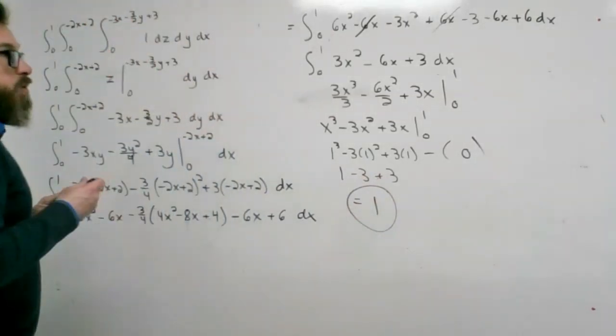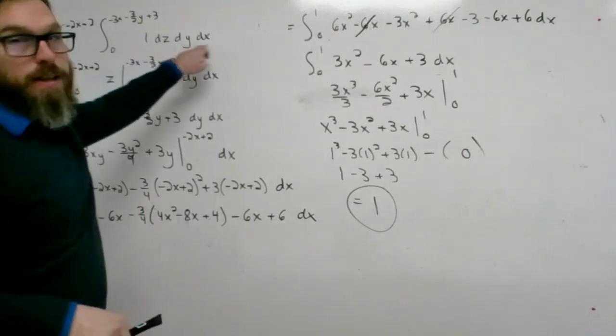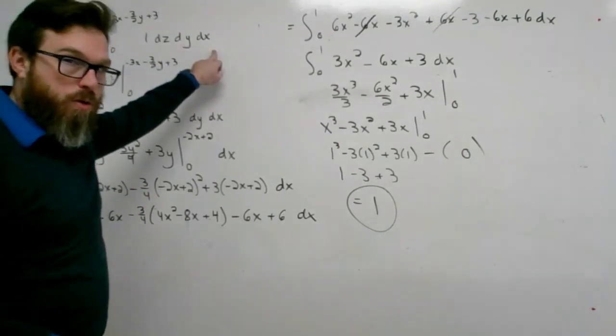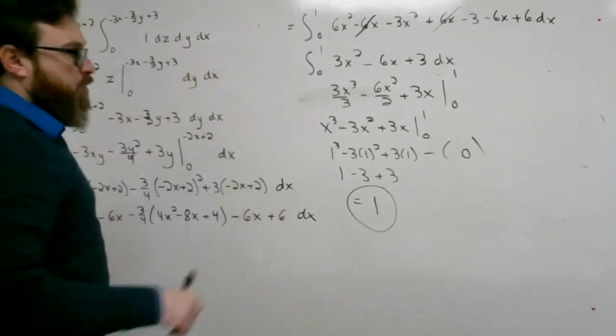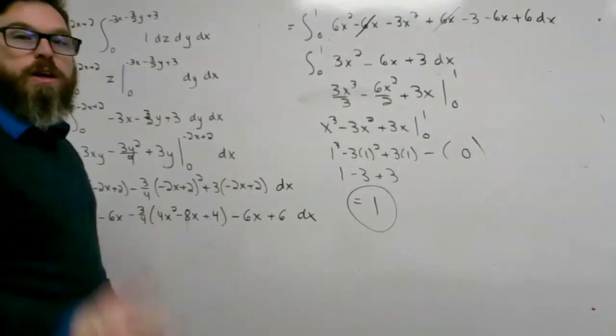Now, we have a choice. We don't have to do dz, dy, dx. We can do them in other orders as well. I'm not going to take the antiderivative of the other ones in the other orders, but I'll show you another way we can do it.